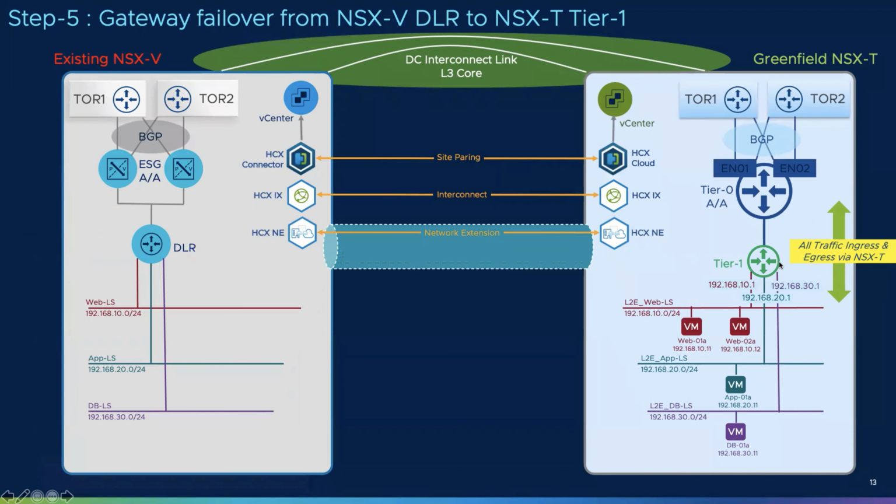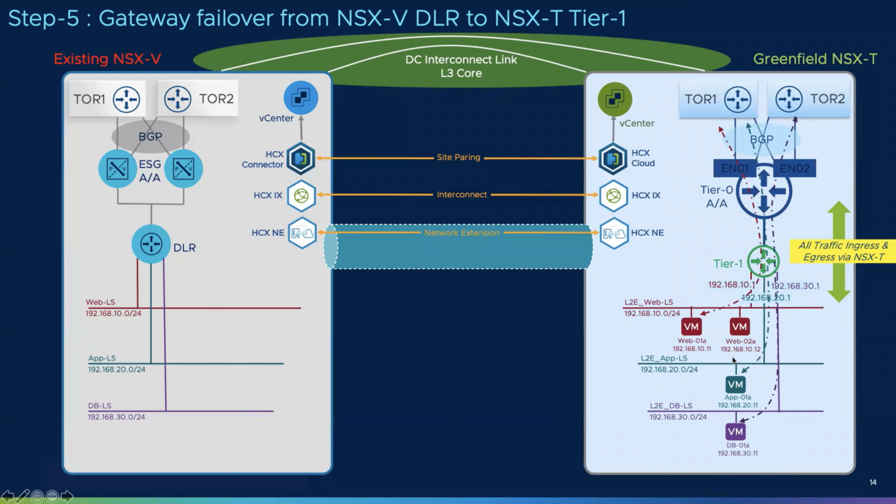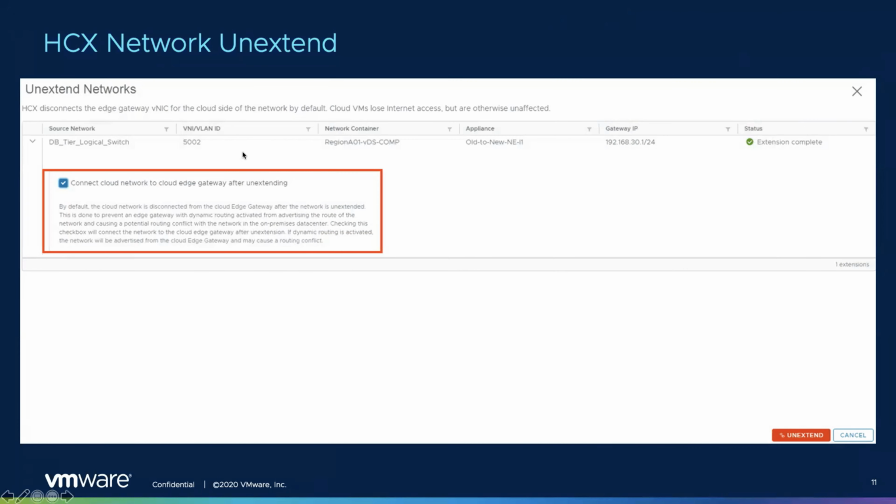As you can see, all of your traffic will now start communicating via this particular NSX network. It's going via NSX tier 0 for all the VMs. Now we have moved all of our VMs successfully to the NSX environment. So now we just have the option to decommission the NSX V environment once all of the VMs are moved successfully to the NSX T environment.